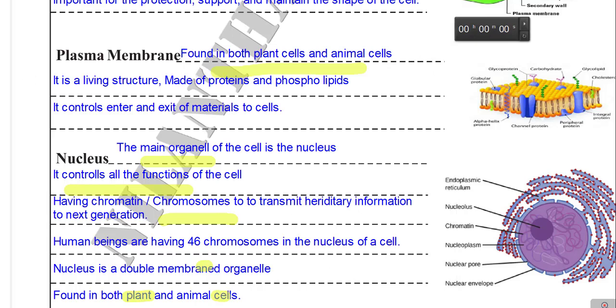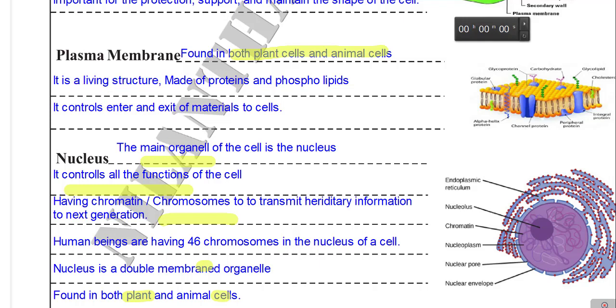Now I will explain the plasma membrane, children, right? Found in both plant cells and animal cells, right? Because we have to highlight that it is in both plant cells and animal cells. In both plant cells and animal cells, we can find the plasma membrane.